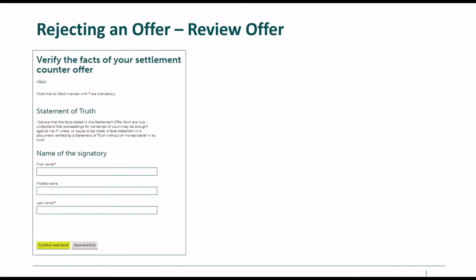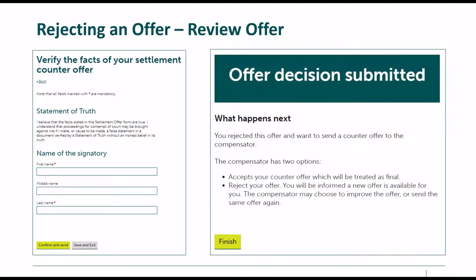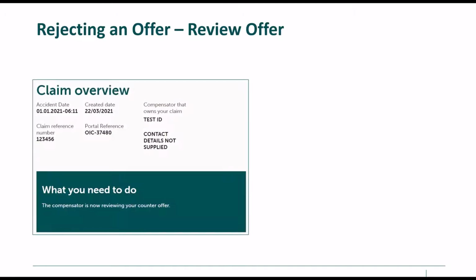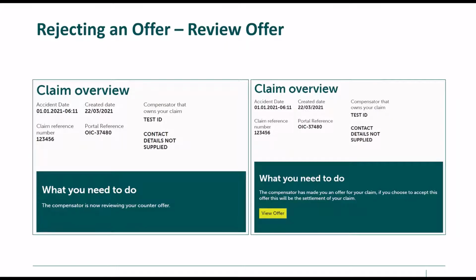Here the customer is asked to verify the facts they have provided by signing the statement of truth, and they're then provided with information on the next steps for their claim. The claim is then sent to the compensator for them to review the counter offer provided. Each time the compensator comes back with a new offer, the customer will be updated the normal way and asked to view the offer again.